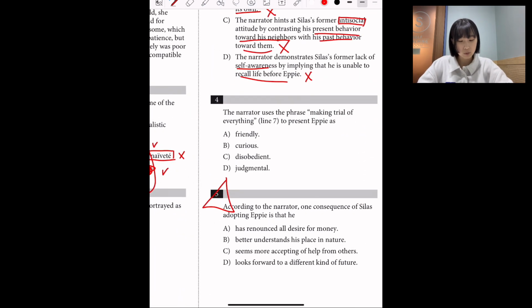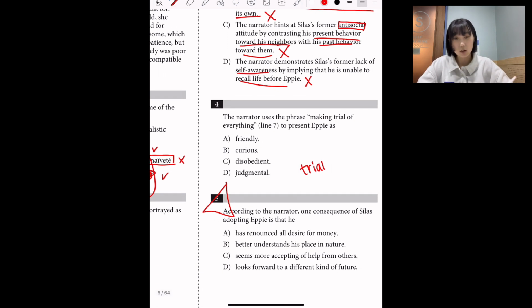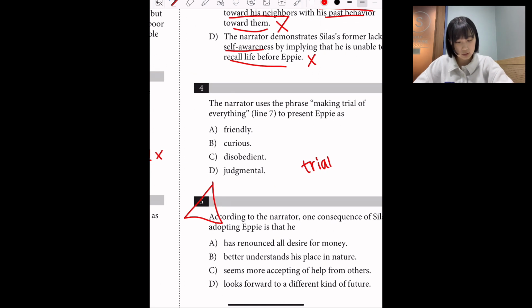Now trial, we know that in scientific experiments, trial means like the word trial and error, for example. Trial means just trying new things over and over again, so making trial of everything is basically trying everything. So it can say not exactly friendly, because trying everything and friendly doesn't exactly mix. Curious, yes, because trying everything just basically means that Eppie was eager to do anything or try anything to find out new things in life. Curious is definitely a good choice.